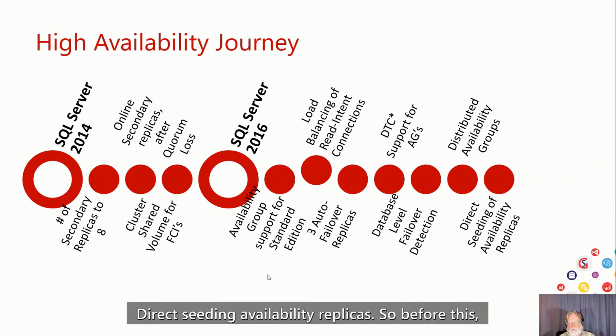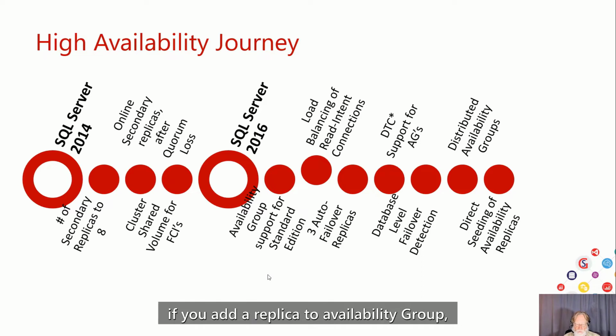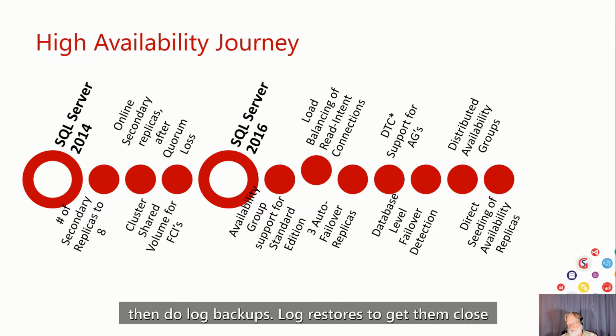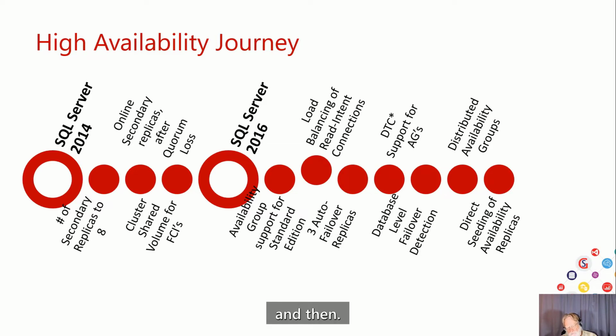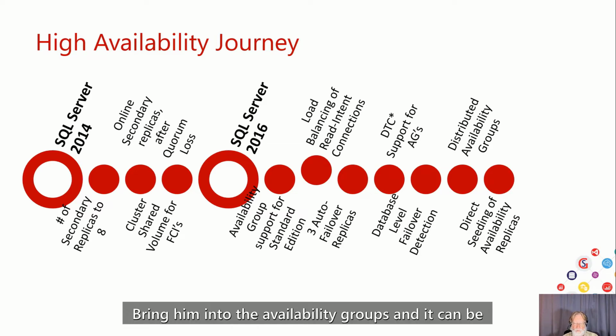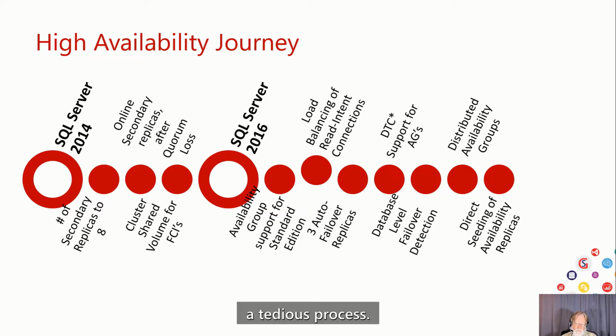Direct seeding of availability replicas. So before this, if you add a replica to an availability group, you have to back up all the databases, restore them on the new secondary, then do log backups, log restores to get them close, and then bring them into the availability groups. And it can be a tedious process.